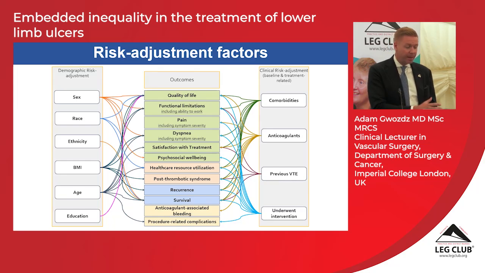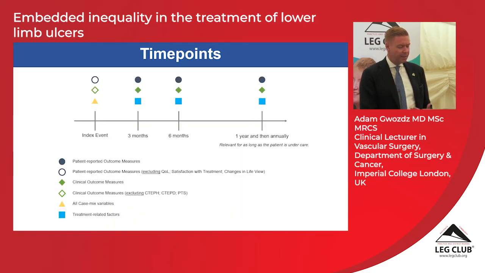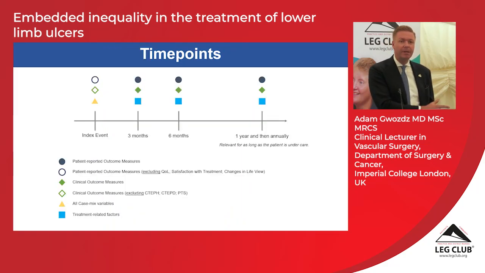So for VT, what do those risk adjustment factors look like? Well, the demographic factors are sex, race, ethnicity, BMI, age, and level of education. And the clinical risk adjustment baseline factors are things like your comorbidities, whether you've been on anticoagulation, whether you've had a previous VT, and whether you underwent an intervention. And then you need to measure that. You need to measure the baseline evidence at index time, and then you need to do it at 3 months, at 6 months, at a year, looking at the outcome measures that include things like your quality of life and so on, so that you get really good level data.